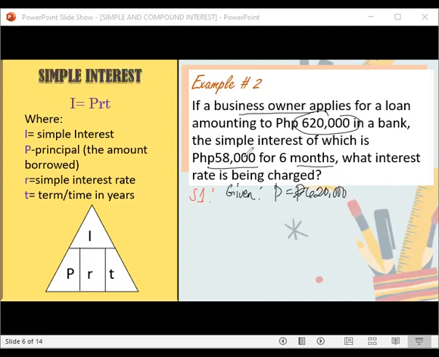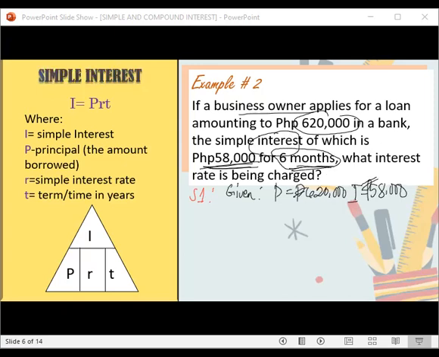Next, sabi dito ay may 58,000. So ano naman tong 58,000 na to? Ayan sabi, the simple interest of which, yung 620,000 daw, ay 58,000. So ibig sabihin, itong 58,000, siya yung ating interest. Ayan po. Nakikita or nakita natin, nakalagay doon sa problem. So, 58,000 pesos.